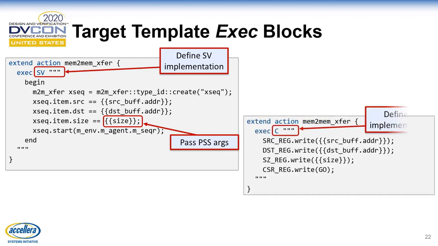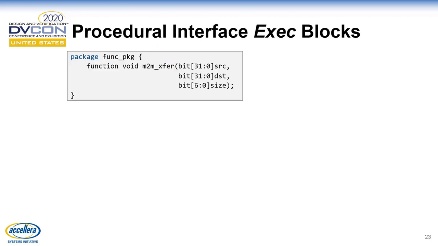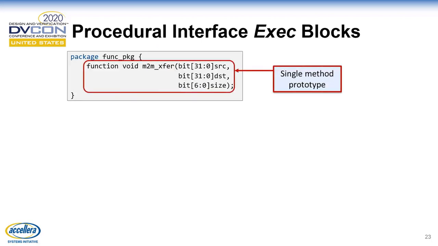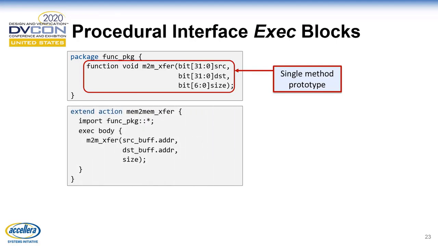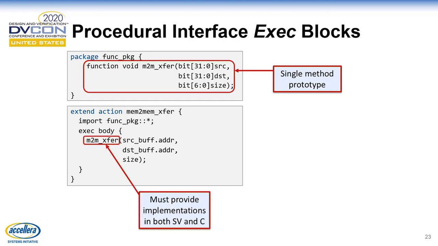And we can do the same thing in C. Right? We also have what we call a procedural interface. So you can actually define a function prototype in PSS. And you can realize that in either SystemVerilog or C, or any other language that you want that matches that prototype. The only problem with this is you now have to specify the definition of the method in either SystemVerilog or C. So when you go and generate the code, you're going to pull in one file or the other.